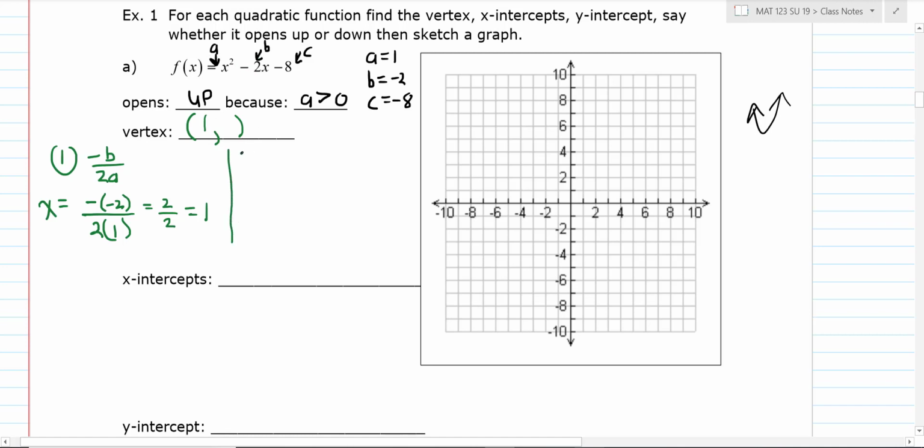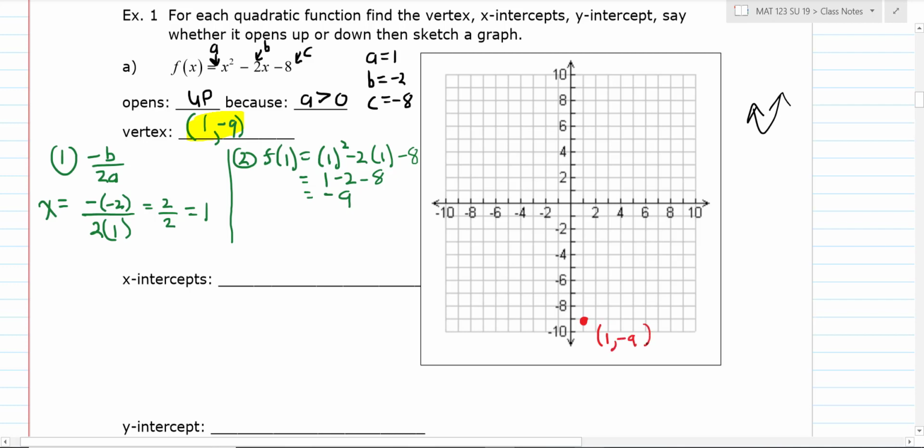The second part of this is just evaluate the function at 1. So take your function, everywhere you see x, plug in a 1. So you'd have 1 to the second minus 2 times 1 minus 8. So that's 1 minus 2 minus 8. That's -9. So that would end up giving you your vertex then. Okay, so as we put this together, we just need to plot this point. So I'm going to go over 1, down 9, and label that as our vertex.